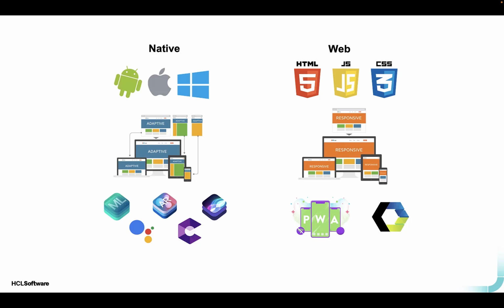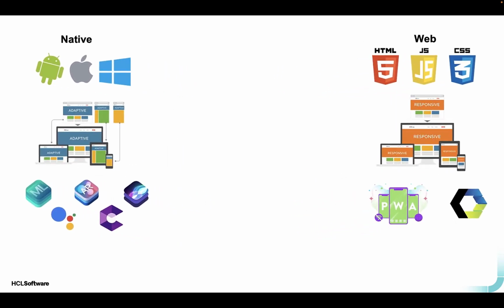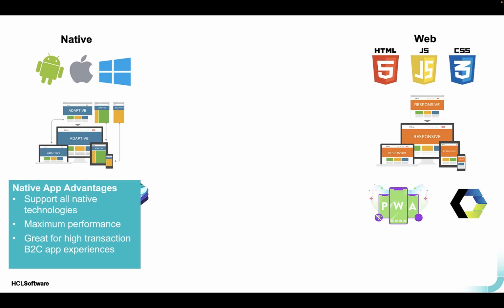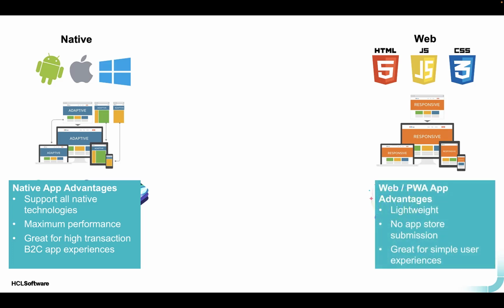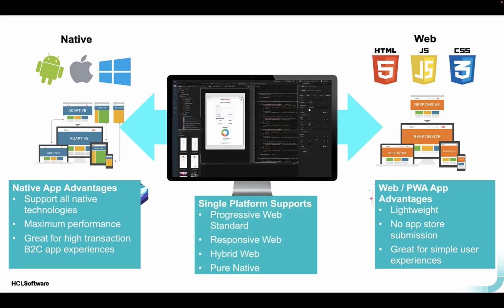And Volt MX comes as one platform which gives you all the native app advantages with the maximum performance and pixel perfect UI so that you can build great B2C or any great looking application. You also have web with its own lightweight, no app store and faster, so to speak, easier to maintain, and one platform which is supporting all of this, right from pure native to hybrid to responsive and progressive web app.